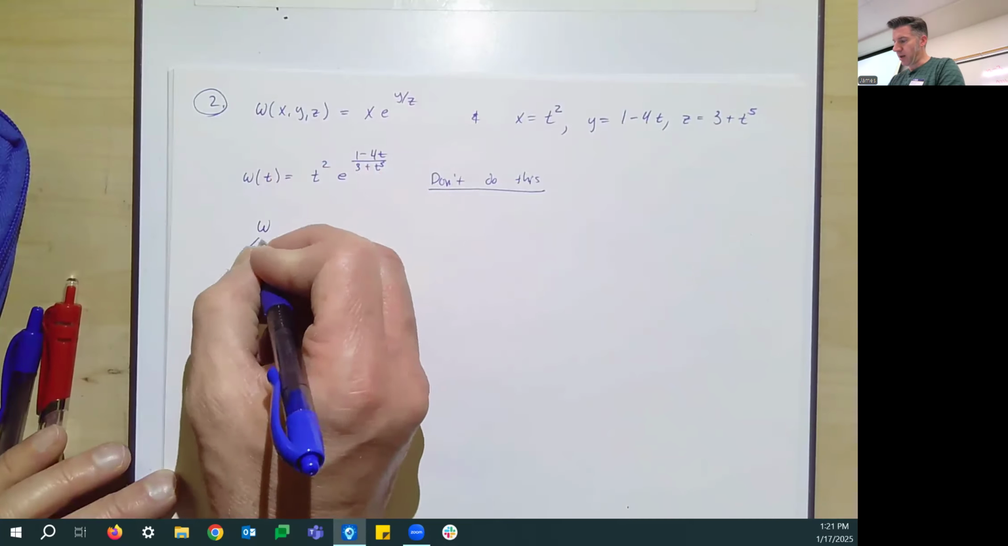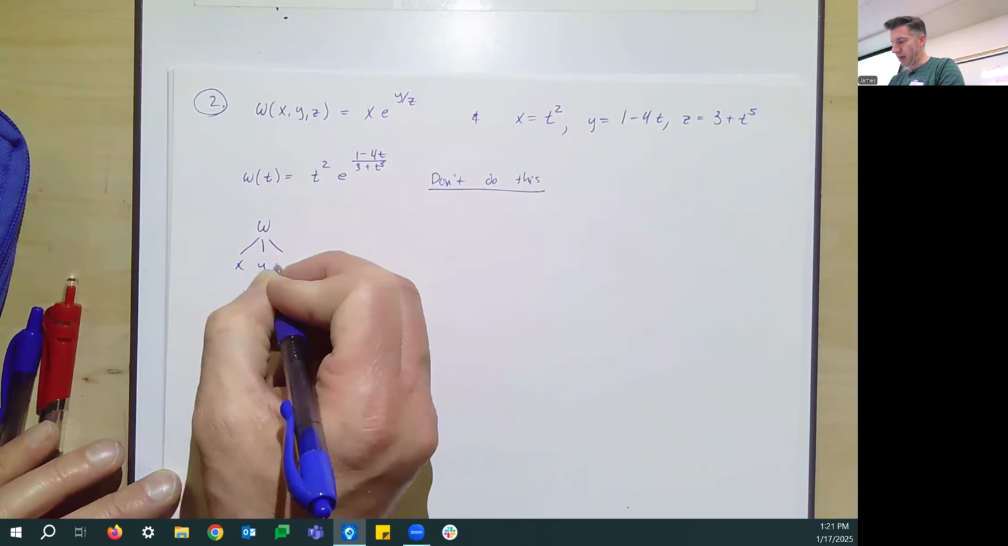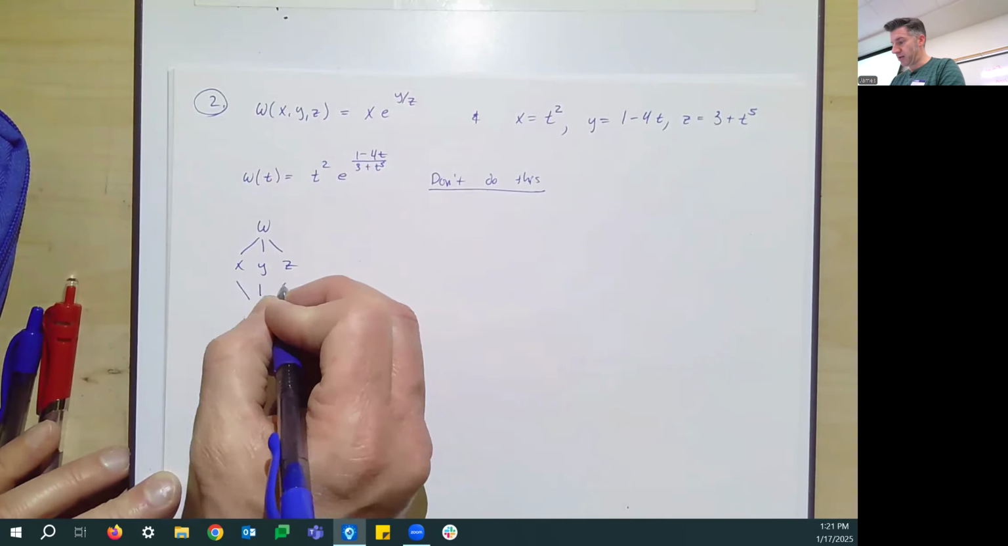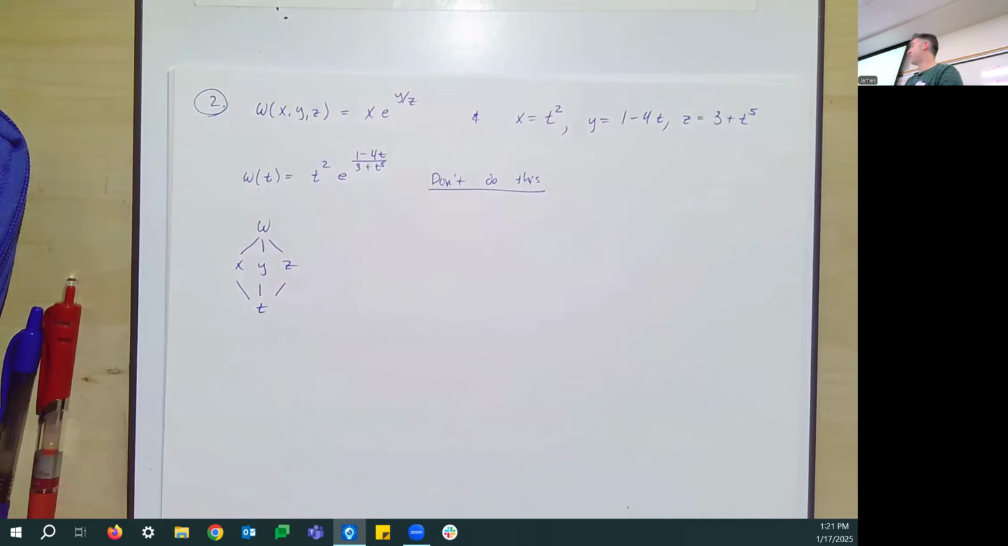W depends on X, Y, and Z. And then X, Y, and Z all depend on T. So it looks like there's going to be 1, 2, 3 paths to get me from W to T. Okay, question. Am I finding del W del T or dW dt?